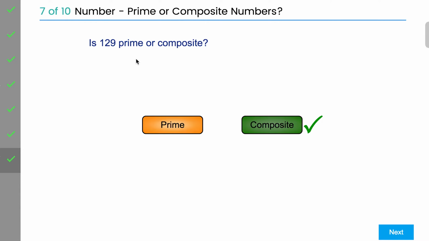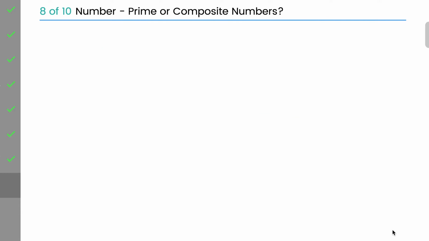I don't know what it is, 3 times what? 3 times 40 something, but 3 times 43. But you don't have to know that, you just have to look at them and go 1 plus 2 plus 9 is 12, and if the numbers add up to a number that's in the 3 times table, then it's also in the 3 times table.